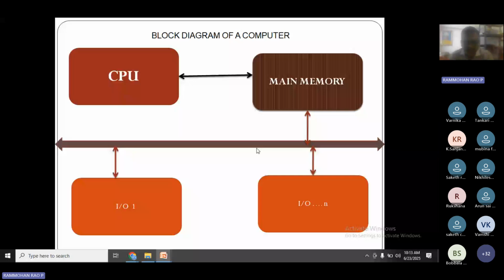Right, friends? So main memory is a place where data and programs are stored, and the CPU can access them to process the data and programs.